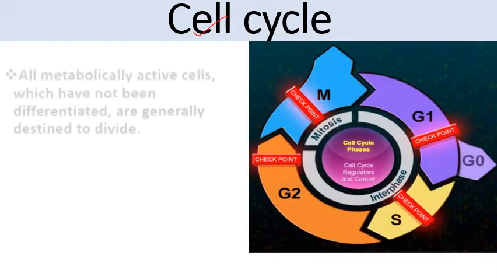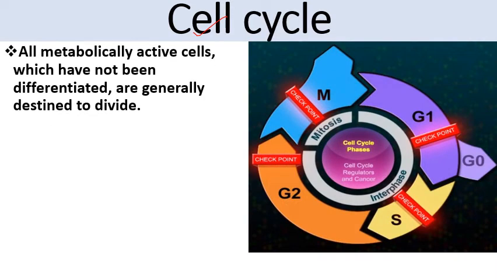Cell cycle. All the active or metabolically active cells which have not been differentiated are generally destined to divide. They will divide and multiply themselves, and their number will increase. Finally, they will differentiate to perform a particular function.